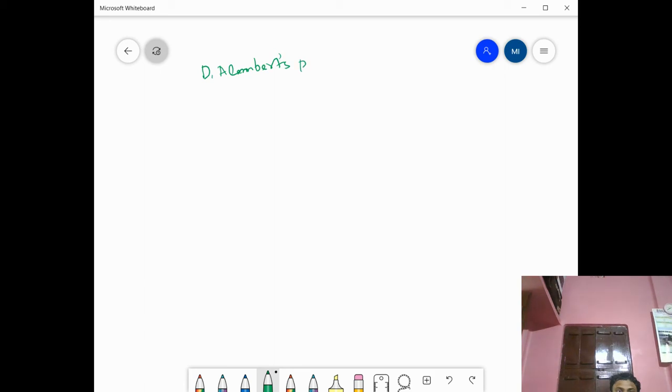D'Alembert's principle, right? So we have seen that the summation over i of (Fi minus Pi) dot delta Ri will be equal to 0, right? Because Fi along with the reverse effective force Pi is in equilibrium.